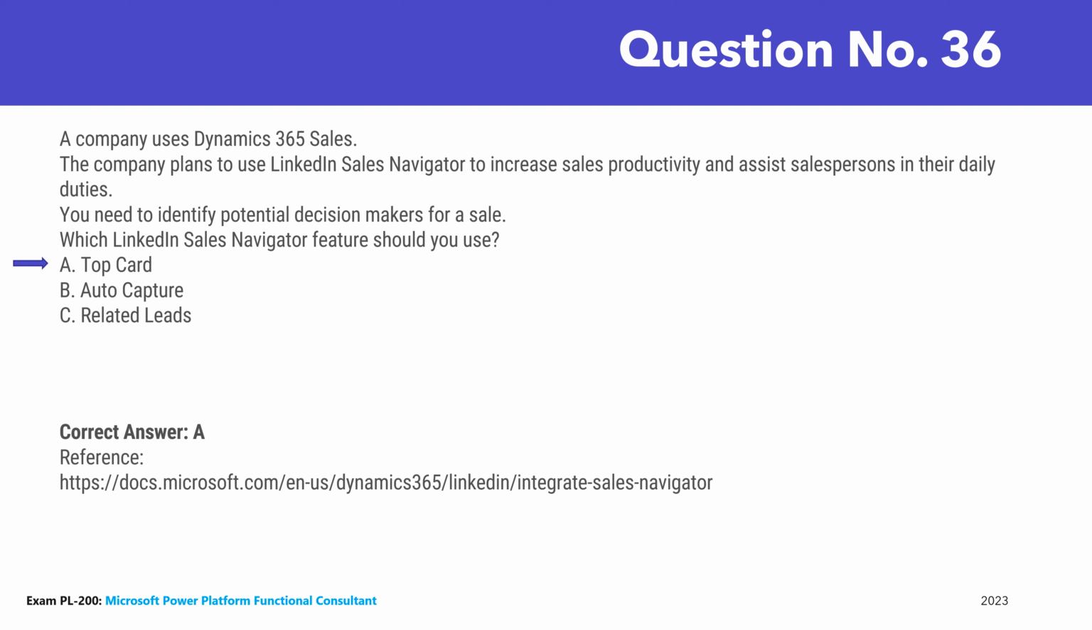A company uses Dynamics 365 Sales. The company plans to use LinkedIn Sales Navigator to increase sales productivity and assist salespersons in their daily duties. You need to identify potential decision makers for a sale. Which LinkedIn Sales Navigator feature should you use? A. Top card. B. Auto capture. C. Related leads.